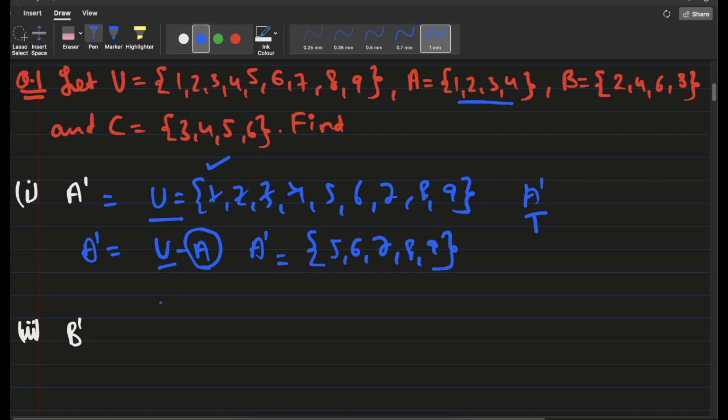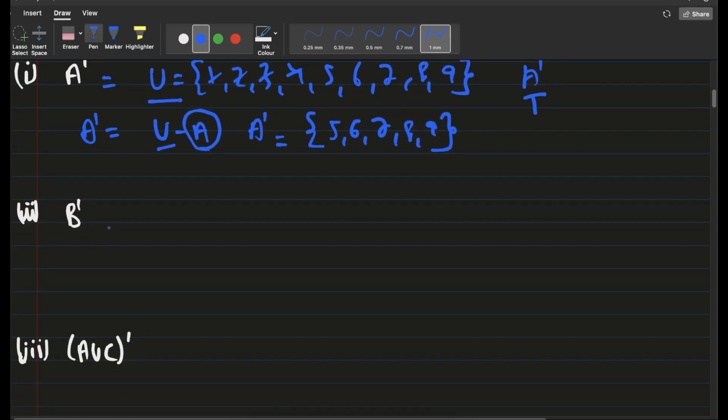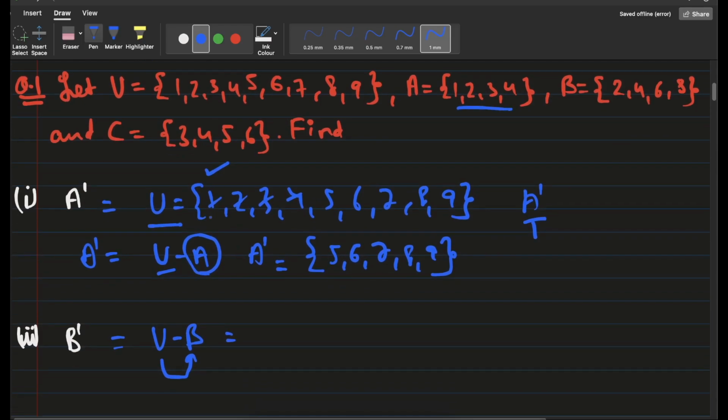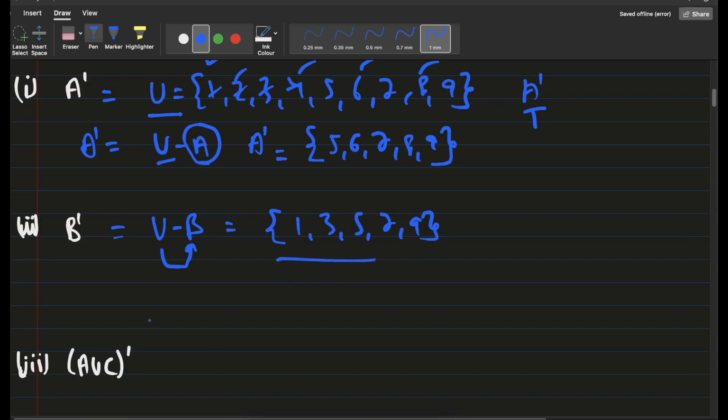Okay. Now coming to B complement, what would be B complement? Again, B complement would be U minus B, which is basically: remove all the elements from the universal set which are also present in B. So we can see the elements of B: 2, 4, 6, 8. So remove 2, 4, 6, and 8. What are we left with? 1, 3, 5, 7, and 9. Got it? So this is B complement.